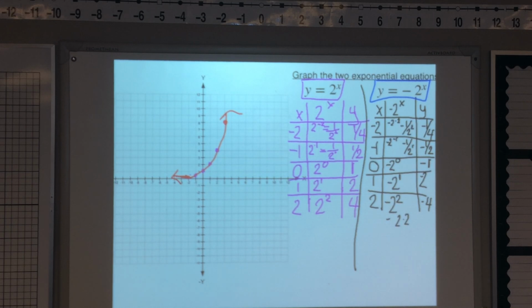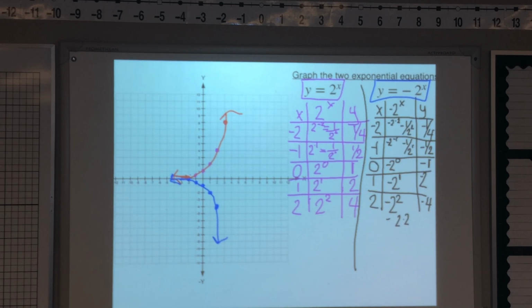So when I graph this one at -2, this time I'm below that x-axis at 1/4, -1/4. -1, I'm at -1/2. At 0, I'm at -1. At -1, I'm at -2. Right? And at 2, I'm at -4. So this time, rather than pointing up, our curve is pointing down. And that's how we graph exponential functions. Right? Remember, if there's not parentheses, that negative is not to that power.